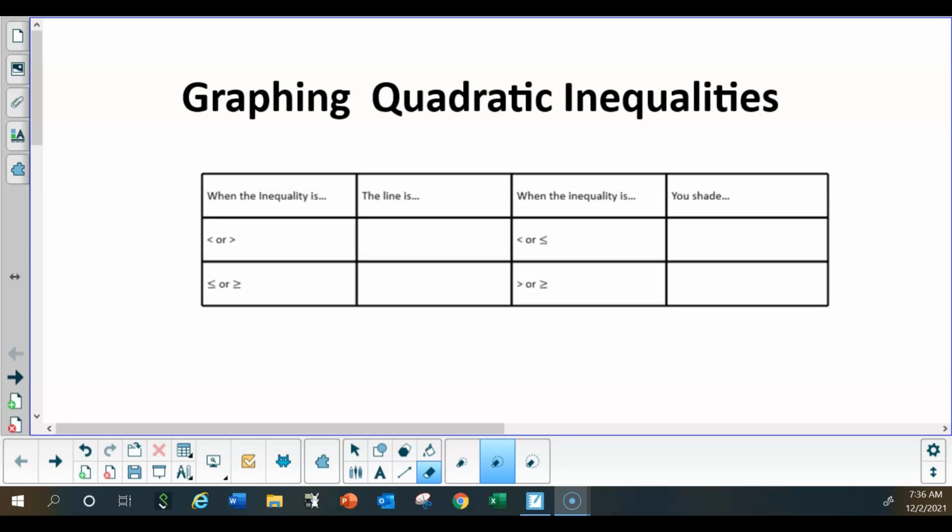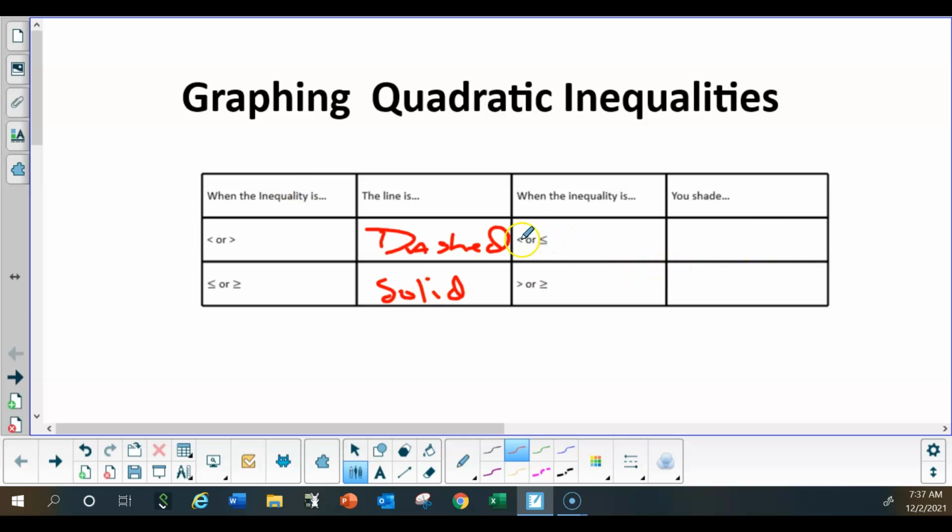We're going to be graphing a quadratic inequality. So for a refresher, if we have a less than or greater than, the line is going to be a dashed line. If it is less than or equal to or greater than or equal to, you're going to have a solid line.